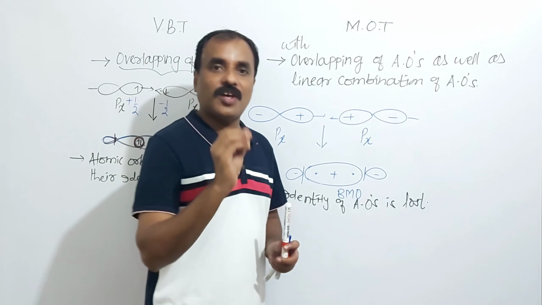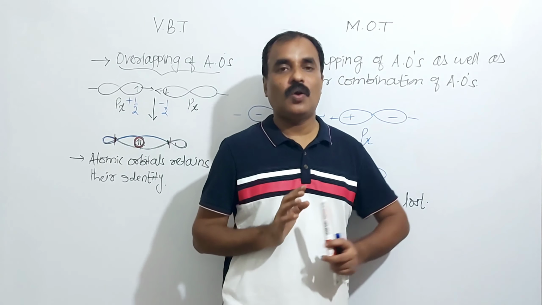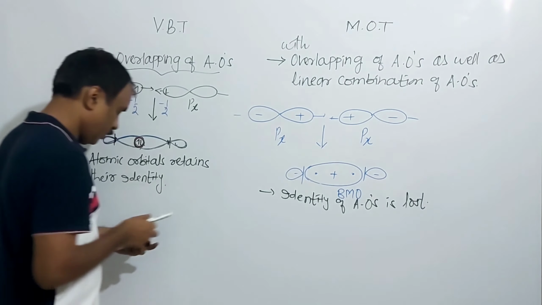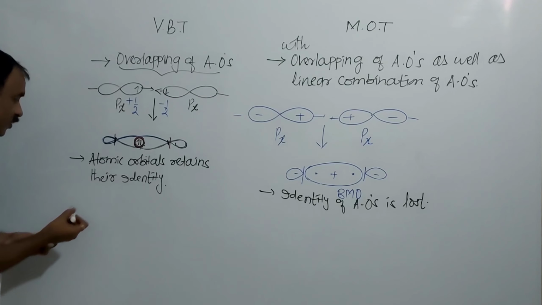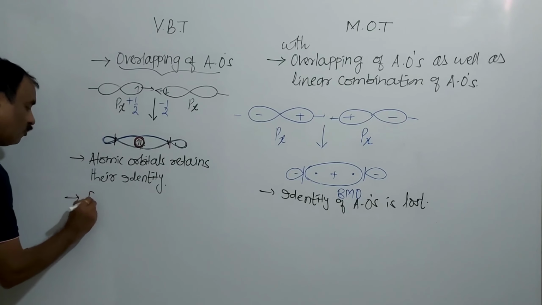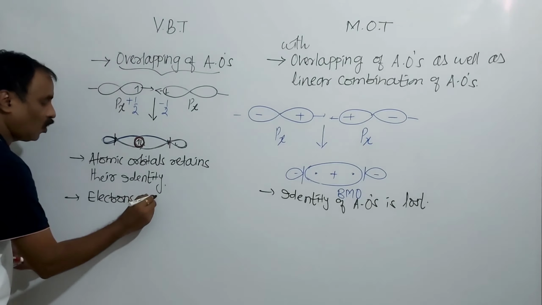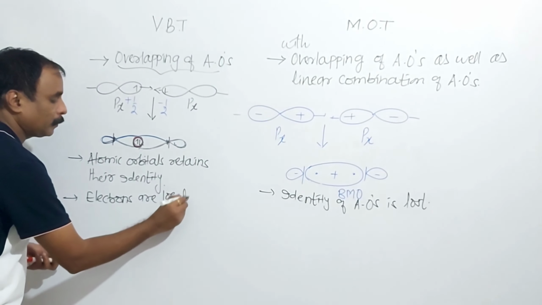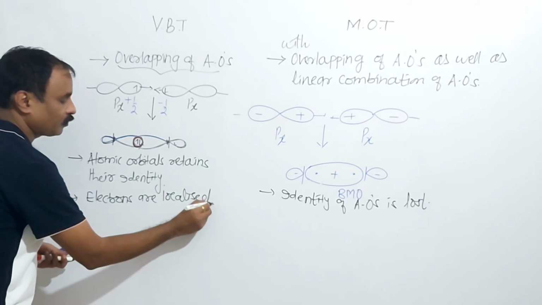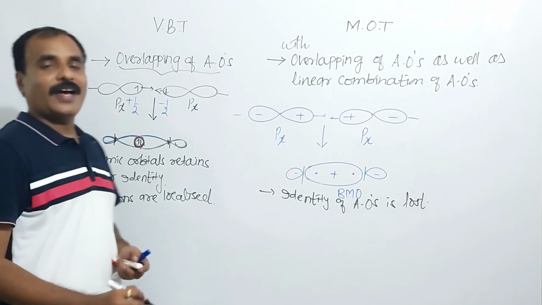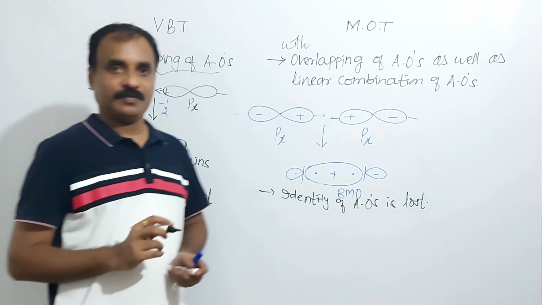So electron density lies between two nuclei. And here electrons are localized. We can say electrons are localized. Isn't it? Here electrons are localized, and electron density lies between two nuclei.